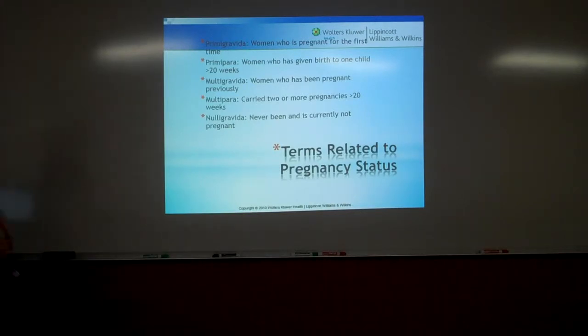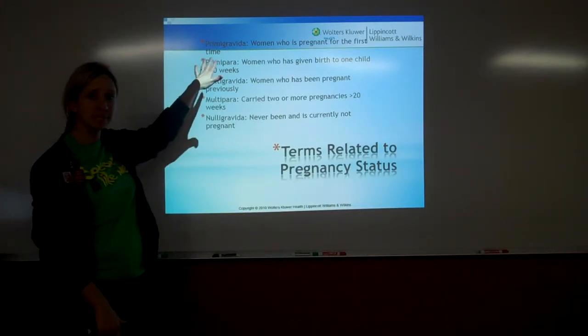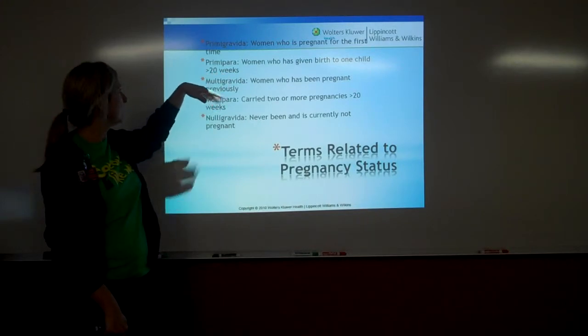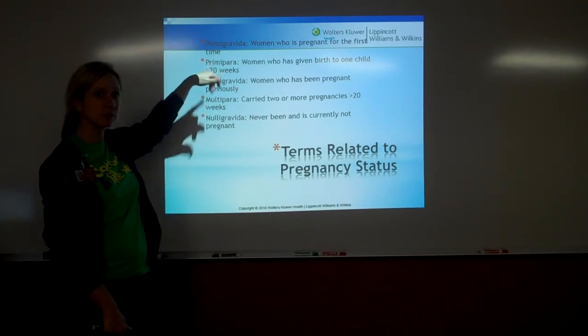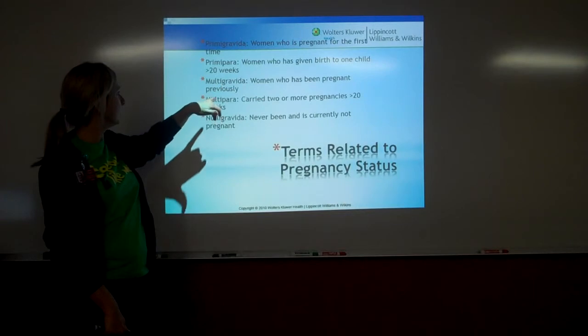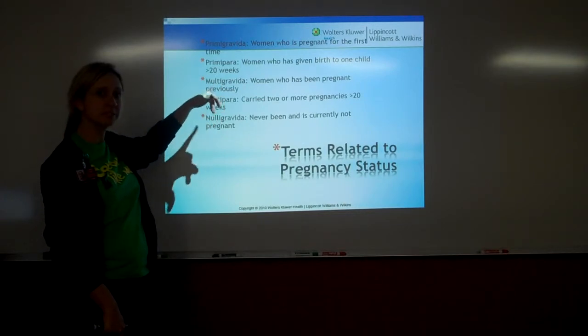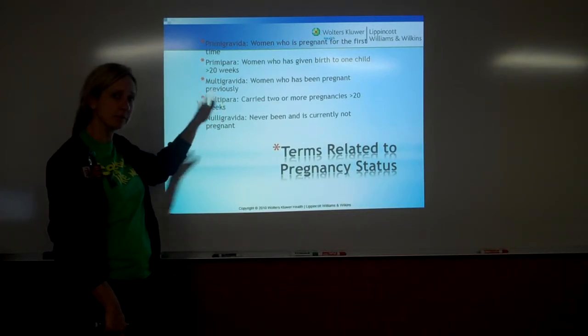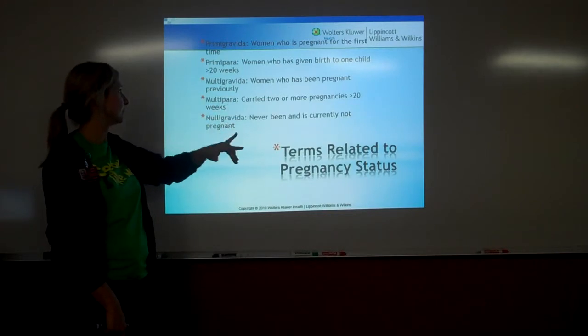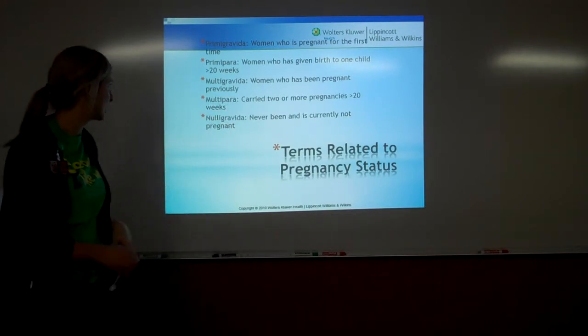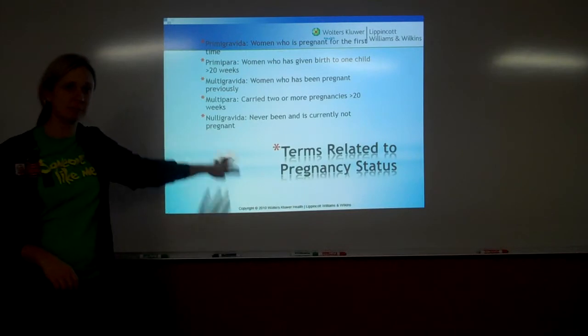You will hear in OB primips. Primigravida would be your first pregnancies or your first babies. Multigravida, multips, is not their first pregnancy, or they've already had a child. Nulligravida, never been pregnant.